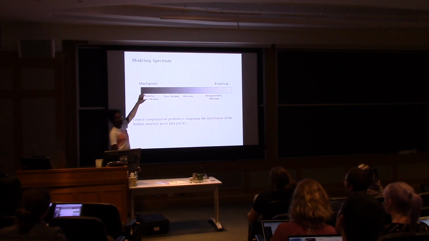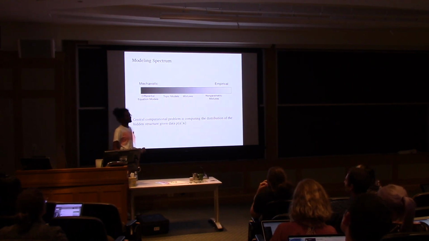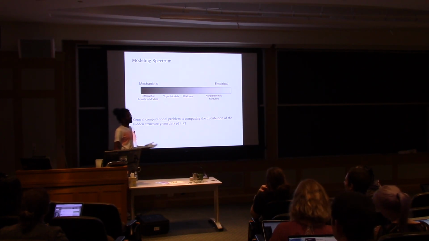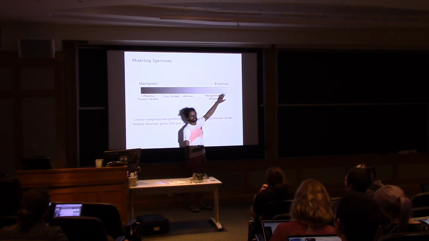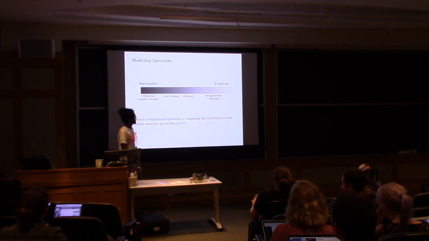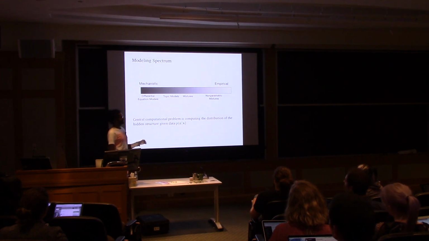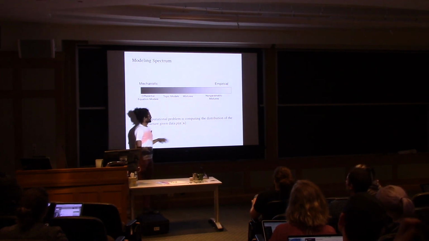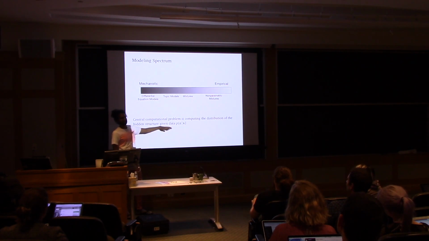Some models might be very mechanistic, so they are actual physical processes, differential equations that describe how molecules evolve in a mixture, or things that are just very, very empirical. Can I fit the data well with not a principled mechanistic understanding of it? But regardless of the model, the real question that I have is, how do you compute the distribution of the hidden structure given the data? And that's the posterior distribution.